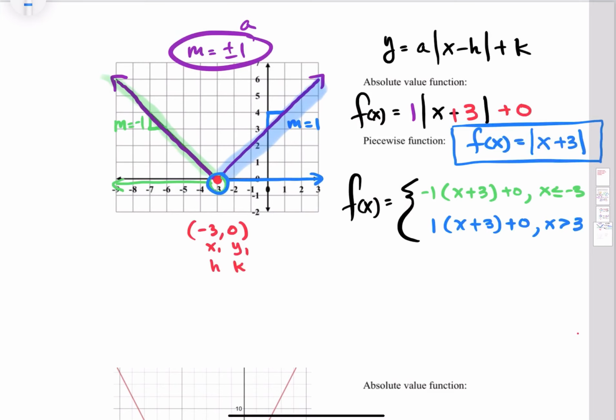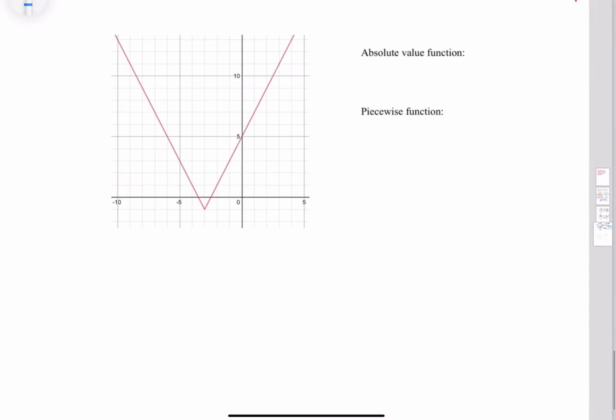All right, let's try one more for good measure. Let's take a look at this last one over here. Same thing.